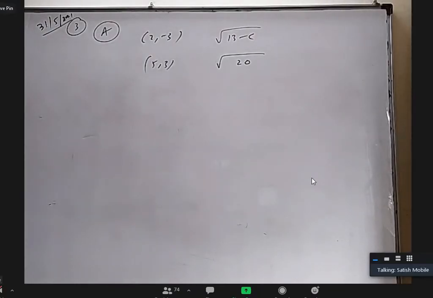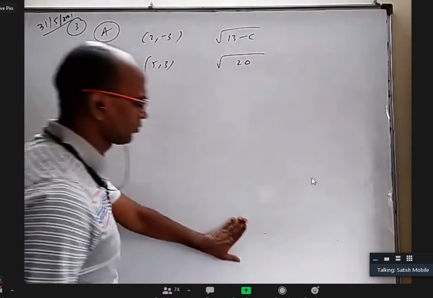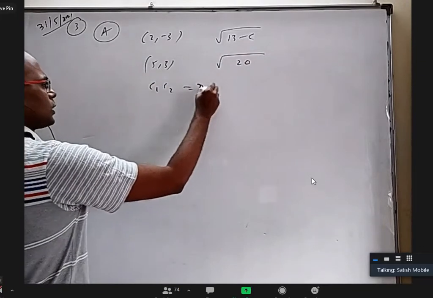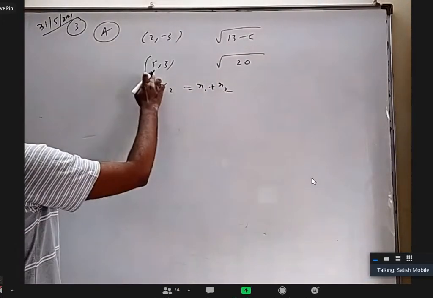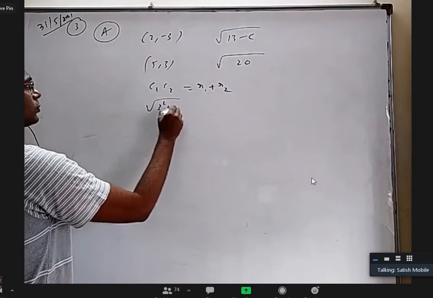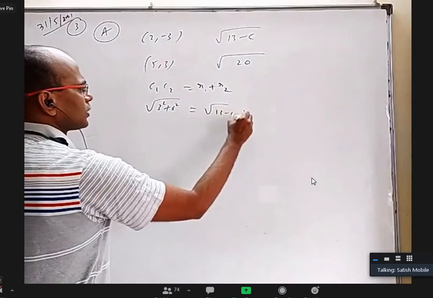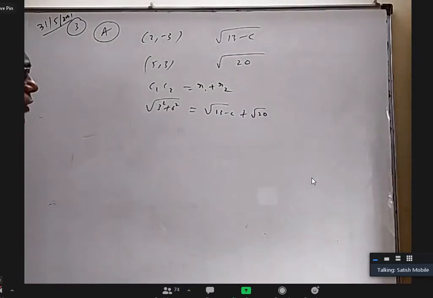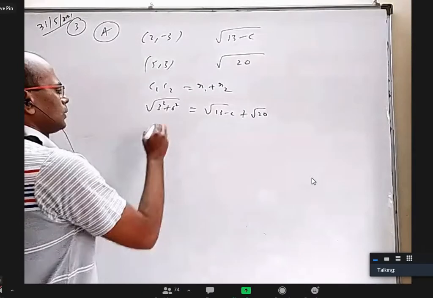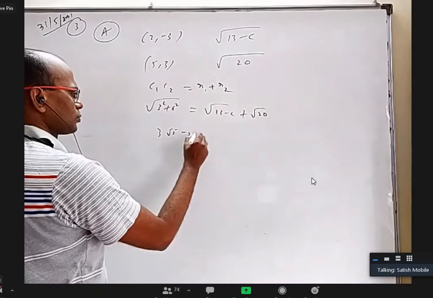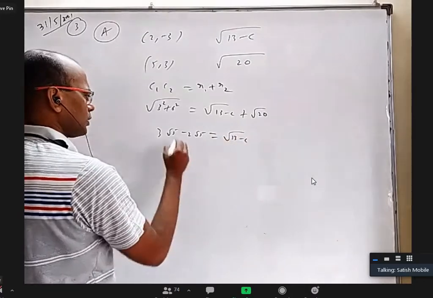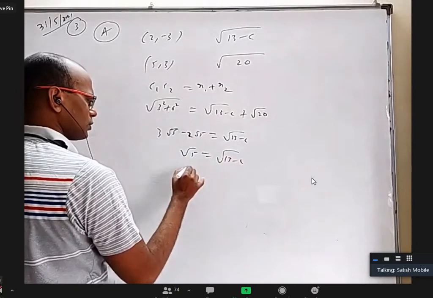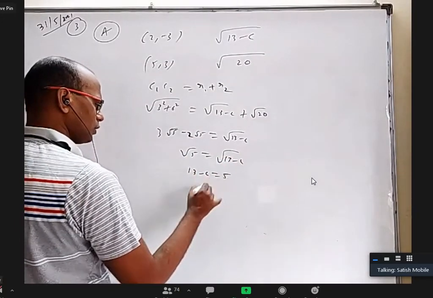Sometimes you may get matching questions very easy. Just to cover the four formulas, they may give four different questions. So C1C2 equals R1 plus R2. The distance between the centers is root of 3 square plus 6 square, equal to root of 13 minus C plus root 20. 36 plus 9 is root 45, which is 3 root 5, and this is 2 root 5, equal to root of 13 minus C, which is root 5 equal to root of 13 minus C. So 13 minus C equals 5, and C is equal to 8.